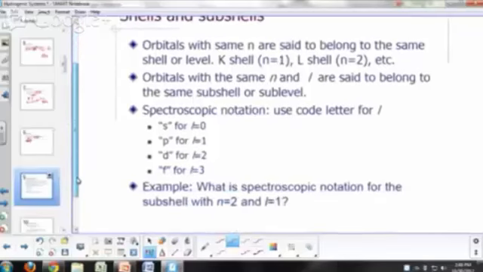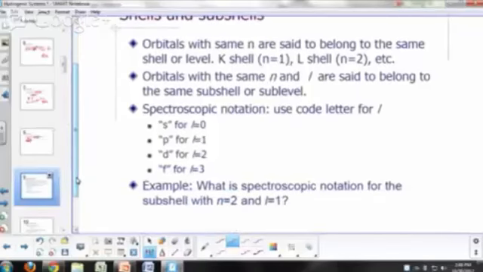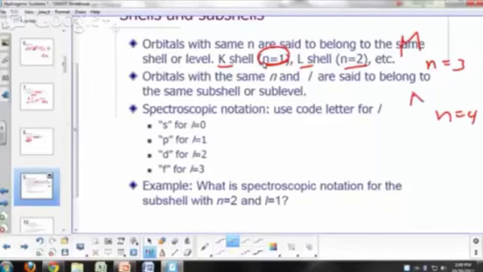Shells and subshells. Orbitals that have the same n are said to belong to the same shell. So if n equals 1, we say we're talking about orbitals in the K shell. And then if n equals 2, that's the L shell. For n equals 3, what would be the name of the shell? Alphabetical order. K, L comes after L. M. For n equals 4, that would be the N shell.